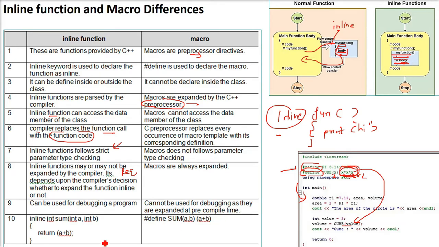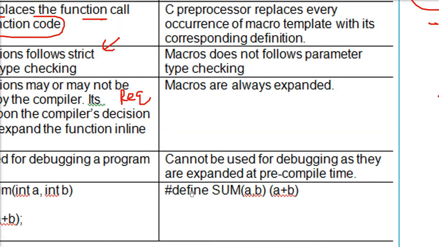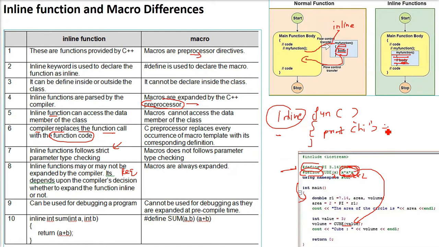The function will be written like this. I already told you, you just have to precede it with the inline keyword. For the macro you have to write hash define sum a b, and then a plus b is the instruction which is to be executed whenever sum a comma b is called. There is one more thing. For operators like prefix plus plus and all these kinds of operators, you have to use inline, not macro.